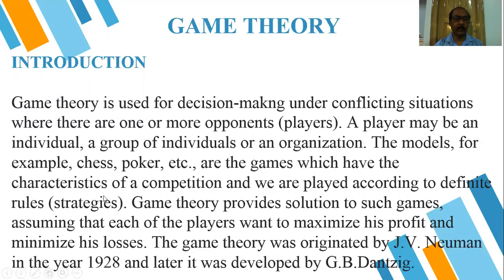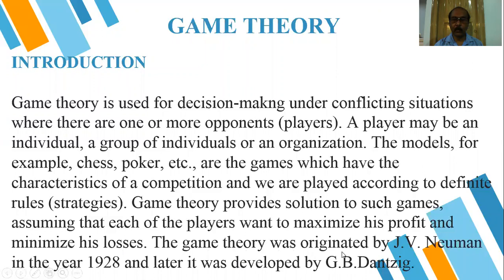That means there are some assumptions or guidelines that we have to follow when we are playing a game. Strategy is basically a little bit different from the rules. Game theory provides solutions to such games, assuming that each player wants to maximize his profit and minimize his loss. There are two types of players: one tries to maximize his profit and another tries to minimize his loss.